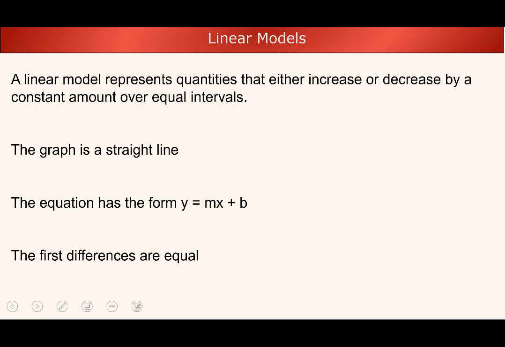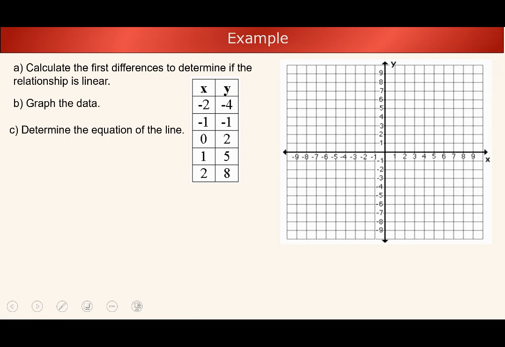So let's get into some linear models here. A linear model represents quantities that either increase or decrease by a constant amount over equal intervals. I'm just going to switch back to red. I don't know, just because I want to. For a linear model, when you graph it, it makes a straight line. It follows an equation of the form y equals mx plus b, and the first differences are equal.